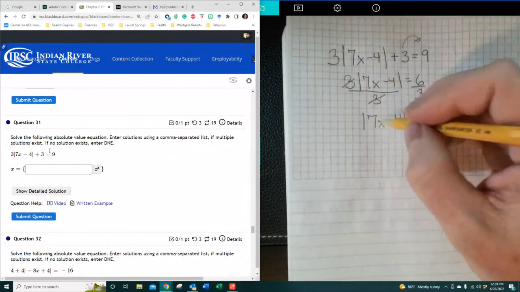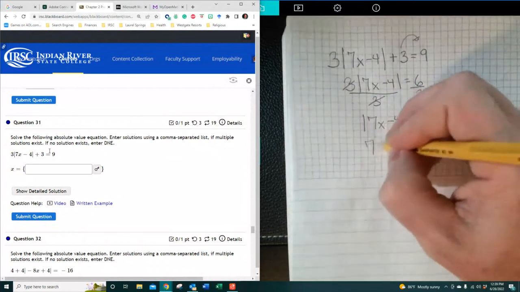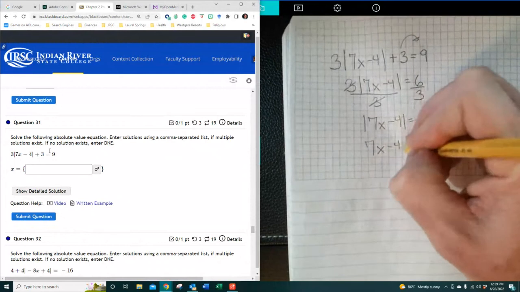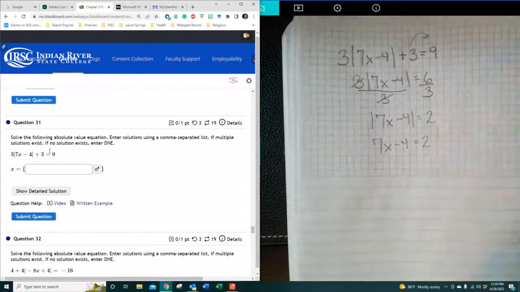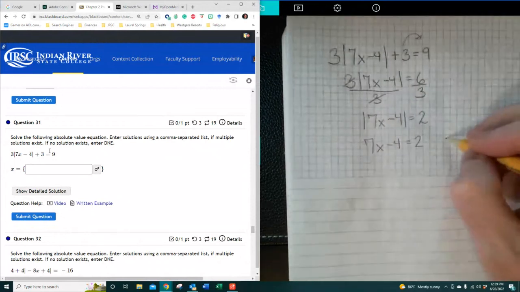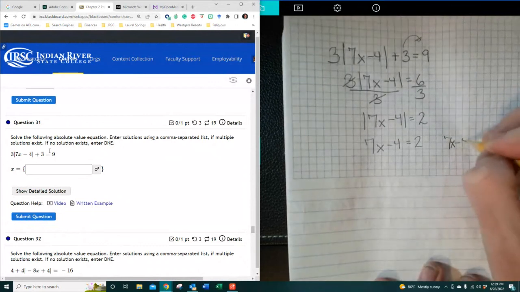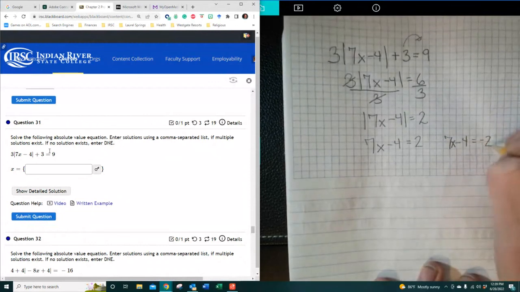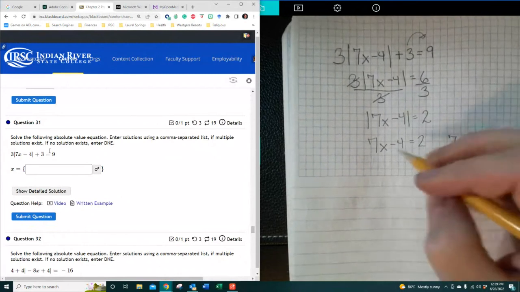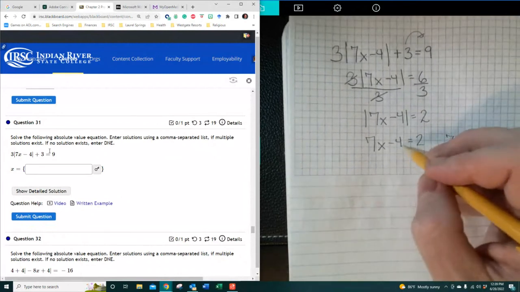And then we're going to set the contents of the absolute value equal to the other side, as well as set the contents of the absolute value equal to the opposite of the other side. Now we go ahead and solve them individually.